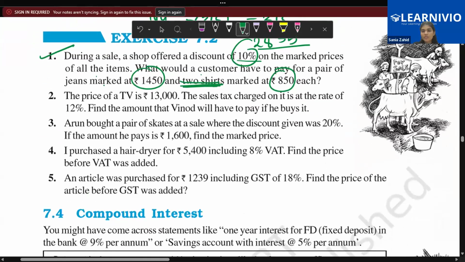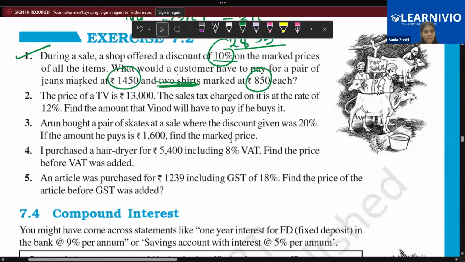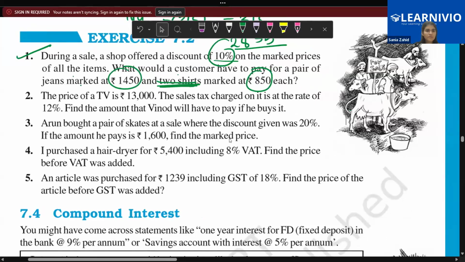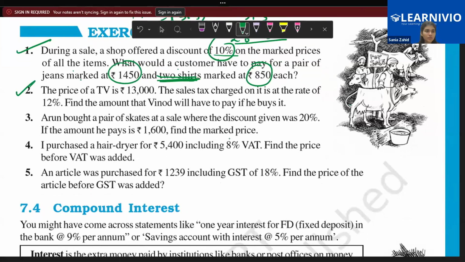Mustafa, you're not doing the questions. Now children, just do second and third one also.